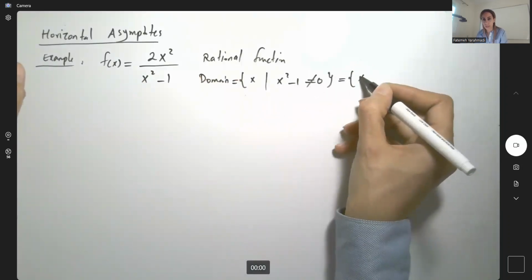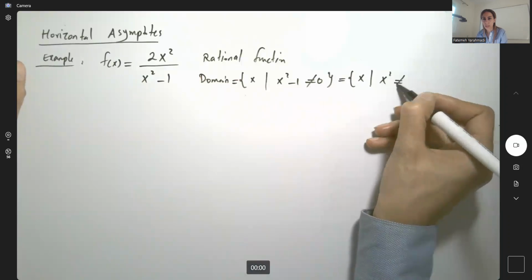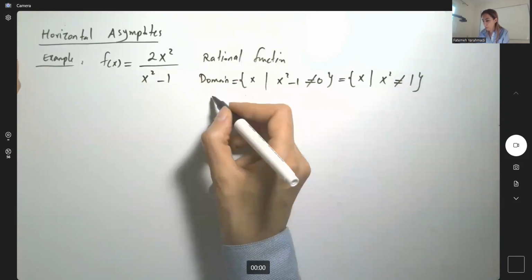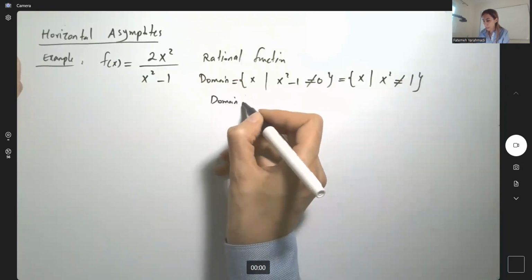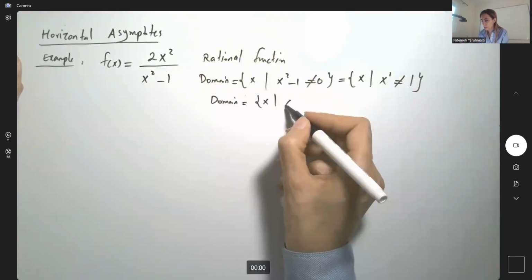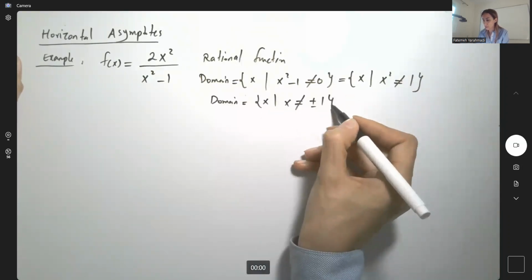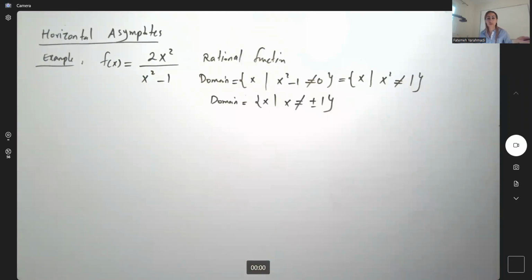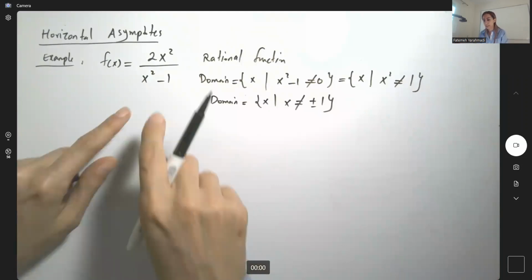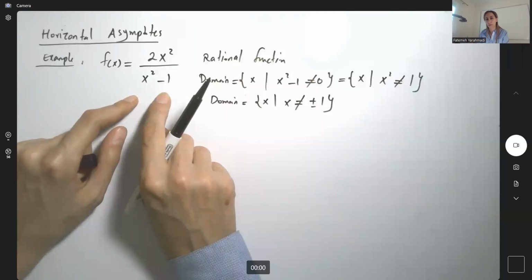This is equal to the set of all x values such that x squared cannot be 1, or the domain is the set of all x values such that x cannot be plus or minus 1. It means that you're allowed to plug in any number except for plus or minus 1.